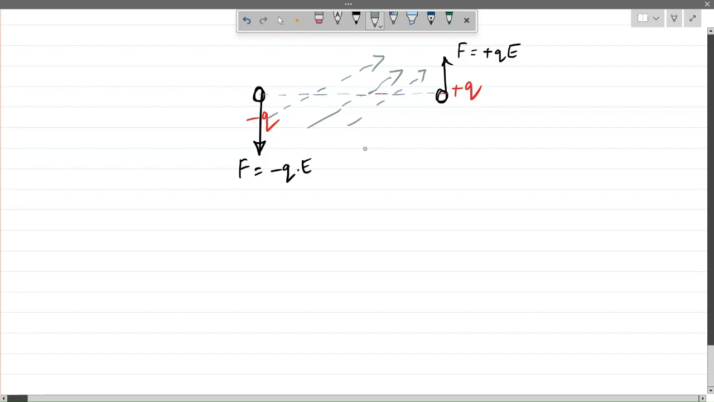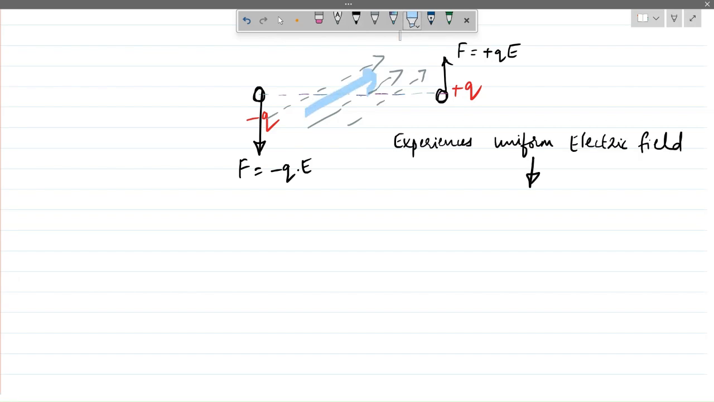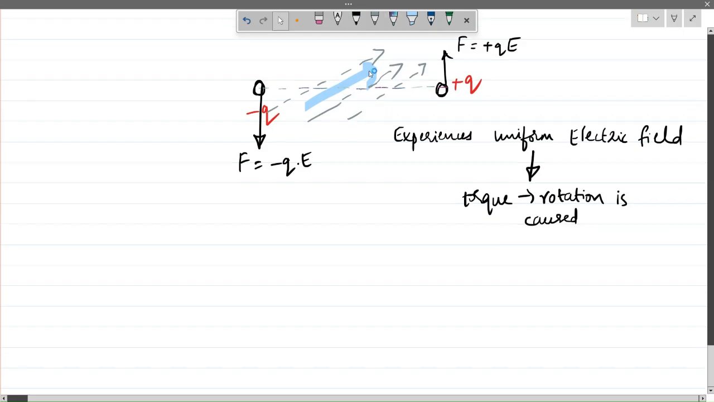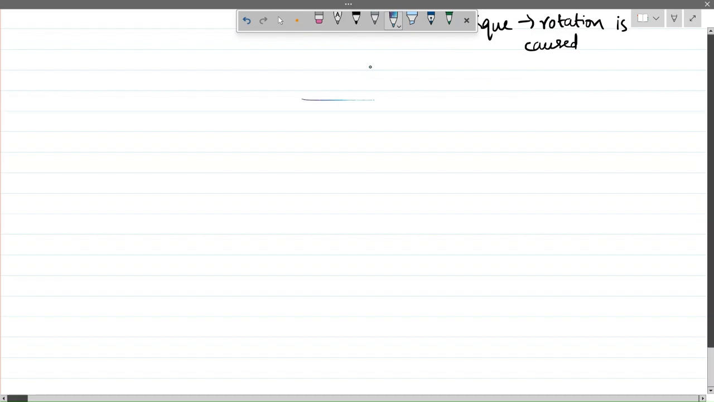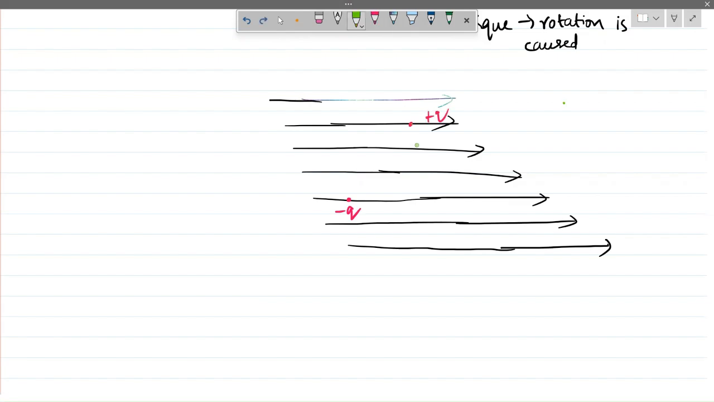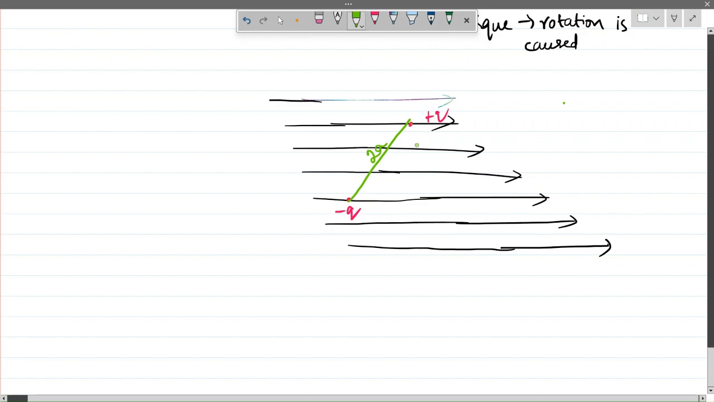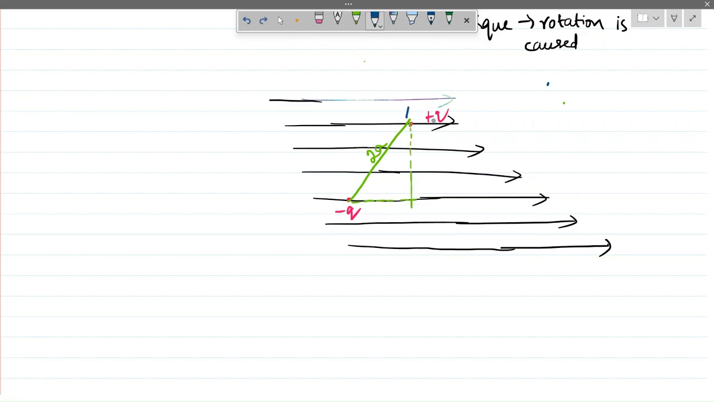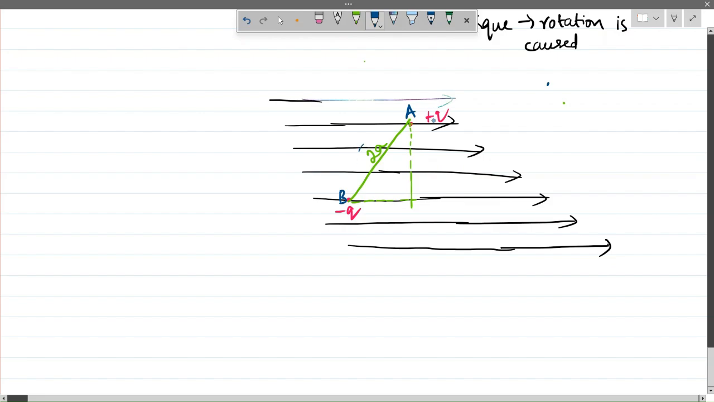So it experiences a uniform electric field, and since it is moving like this, torque is caused. Torque or rotation is caused. Now let us draw this diagram systematically. Since I said the rotation is going to take place, if these are our two charges, minus q and plus q, they are separated by a distance of 2a from each other. Let us call this point A and this point B, and we know the distance between them is 2a.